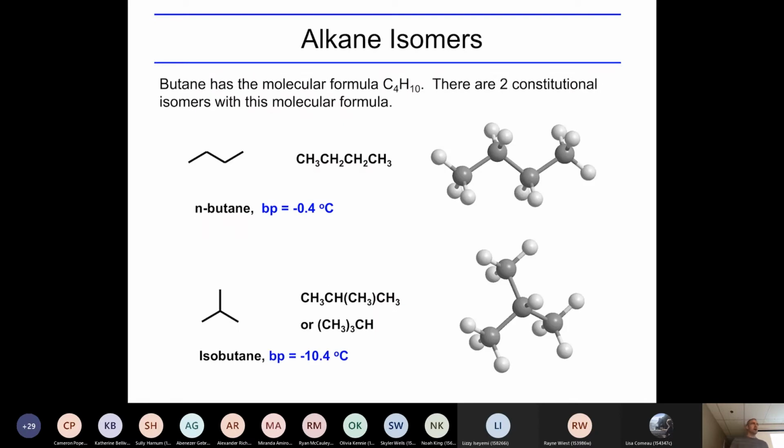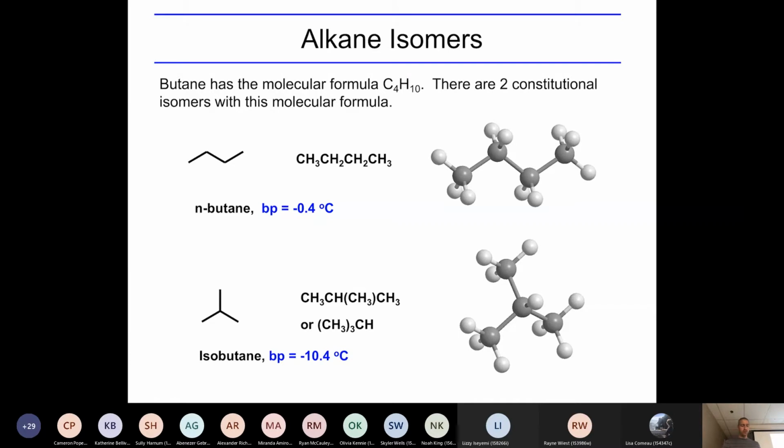Okay, isomers, we talked a little bit about in Unit 1. We're going to be getting into much more detail with isomers in this unit and in the next unit for sure. Constitutional isomers are the only kinds of isomers we've looked at so far. Constitutional isomers are ones where the order of connectivity is different between the different compounds, yet they still have the same molecular formula. So here we have an example of butane.